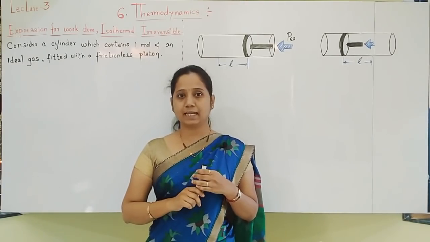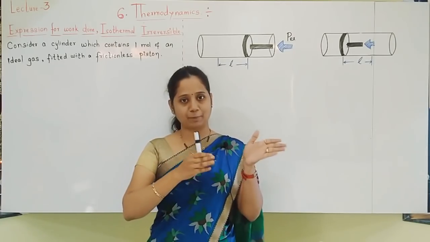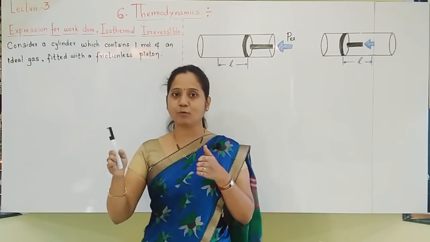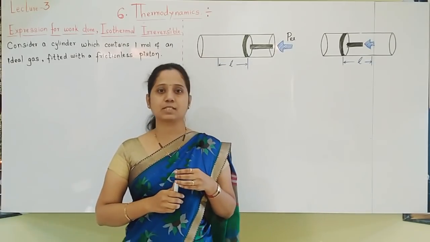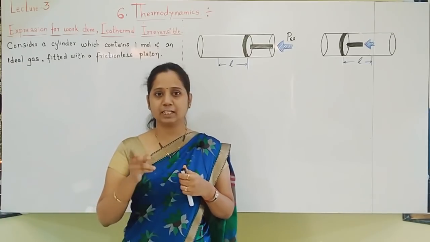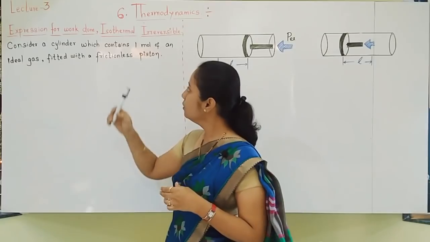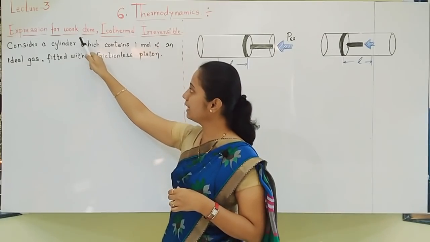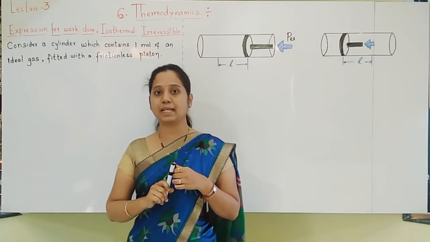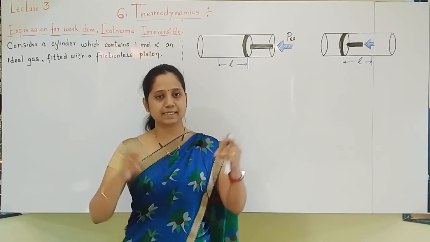Now let us see the expression for the irreversible process first. A process which does not take place in reverse or backward is called an irreversible process. We have seen in the first video the difference between reversible and irreversible processes. Okay, so how to understand the expression for work done? Let us do an experiment. First, understand how the experiment is done.